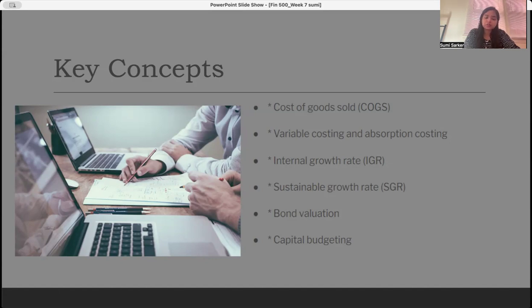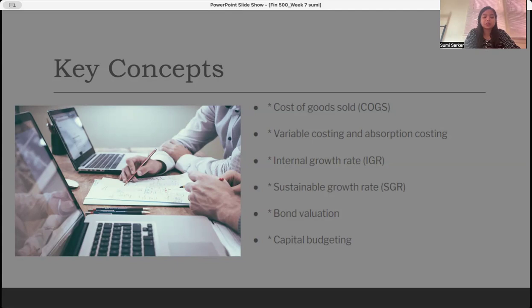I can also use cost of goods sold data to determine how much inventory I need to have on hand to meet demand. Next one is variable costing. It is a method of accounting that only includes variable cost in cost of goods sold. Fixed costs are expensed in the period in which they are incurred. Absorption costing includes all costs, both variable and fixed, in COGS.